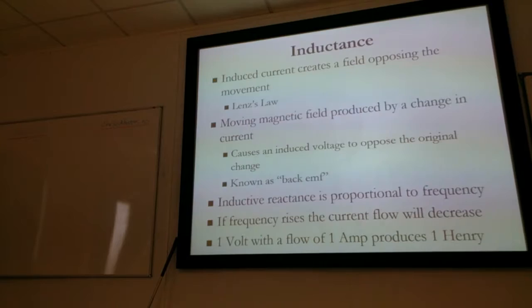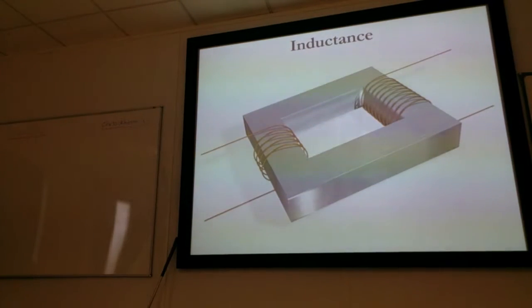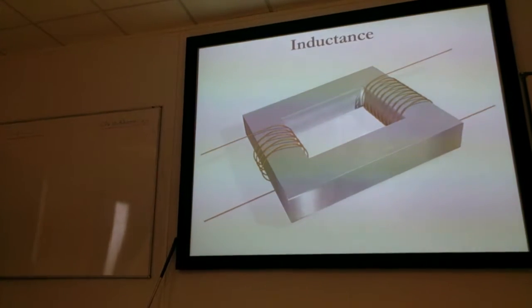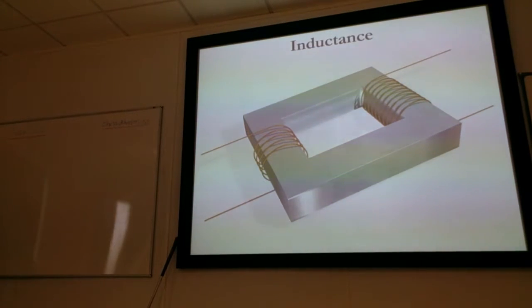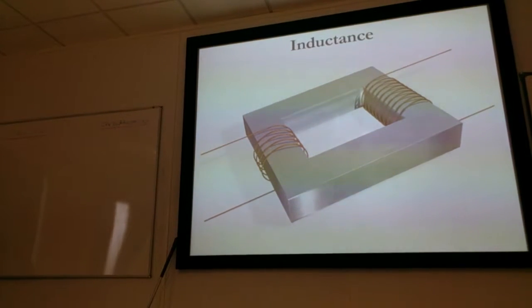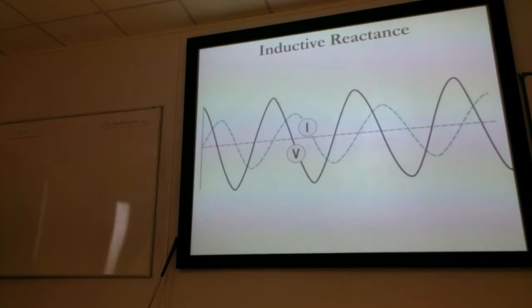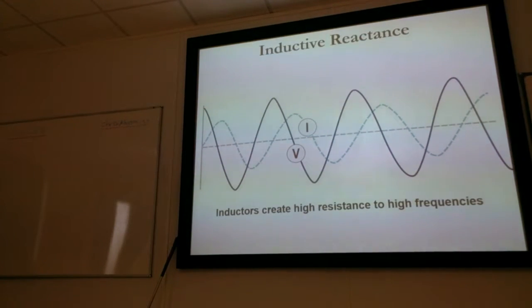So when are we going to get inductance? Well, we're going to get it anywhere there's a coil. Motors, going to give us inductance. Generators, inductance. Electromagnets, transformers. Anywhere we've got a coil, we've got that back EMF being produced. Now, inductive reactance also shifts the current and the voltage out of phase, but it shifts it the other way. Inductors create high resistance to high frequencies, unlike capacitors, which have low resistance to high frequencies.